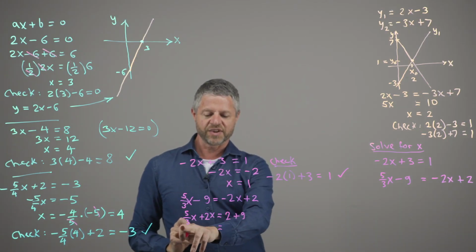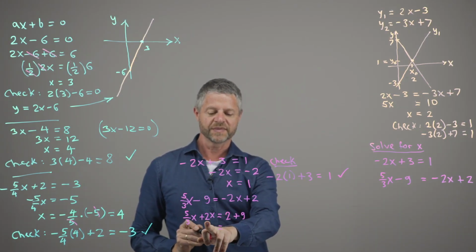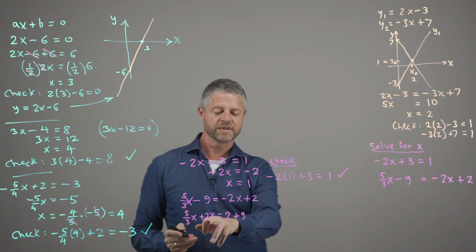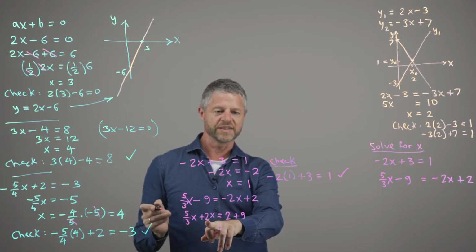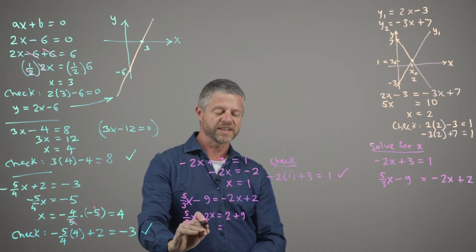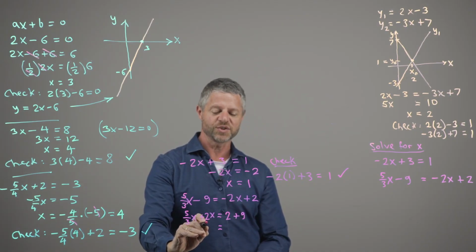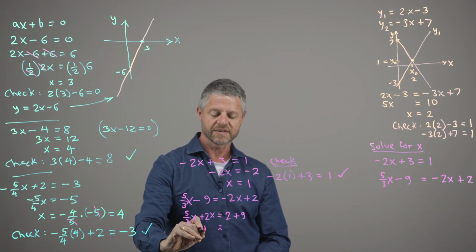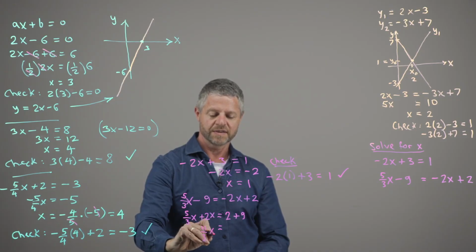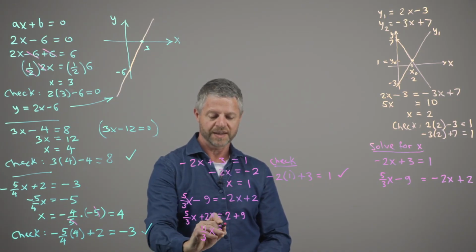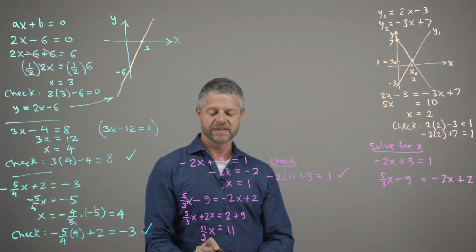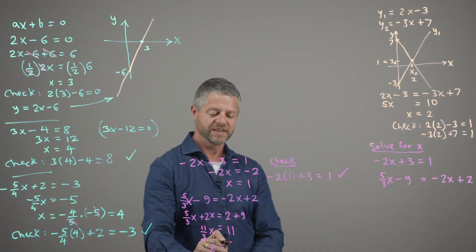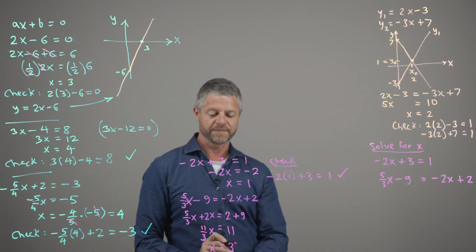So now I need to add 5/3 and 2. So a common denominator there would be thirds. And so 2, if I want that to be in thirds, I need 6/3 would be 2. So I got 6/3 here and 5/3 here. So I got 11/3 of x. And over on this side I've got 11. And then if I multiply both sides by 3 over 11, then we'll end up with x equal 3.